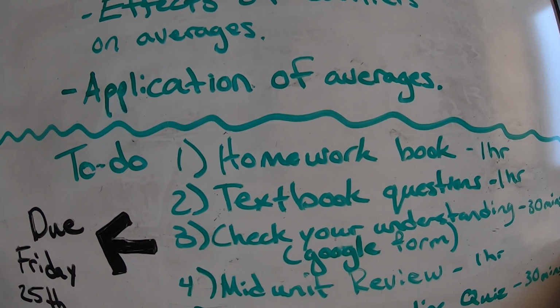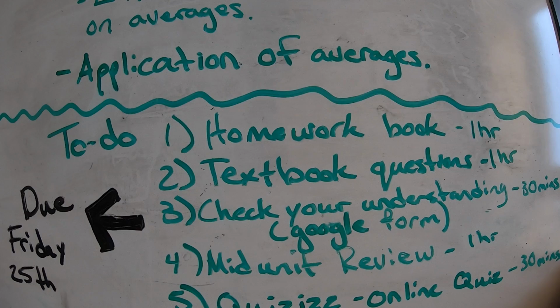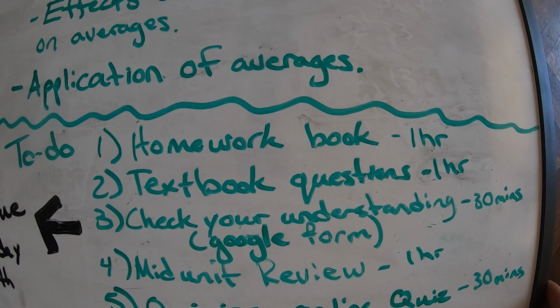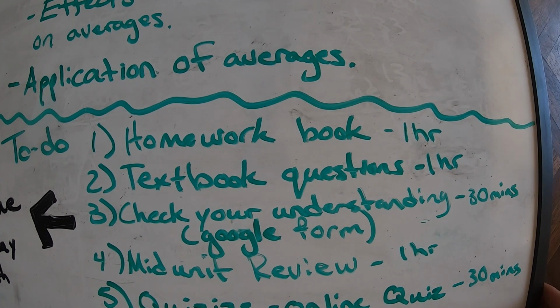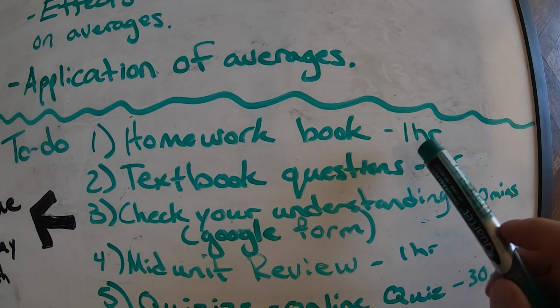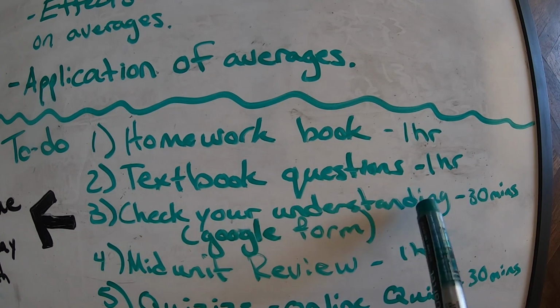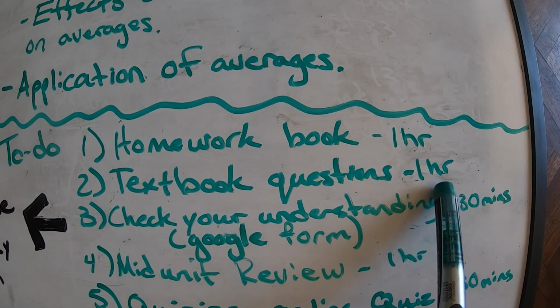And then for our to-do list for this week, so we have the homework book. So that's exactly what I would usually print off for you guys in class. So I'm thinking that will take probably about an hour to get through. Textbook questions for 7.3, 7.4, that should also take about an hour.